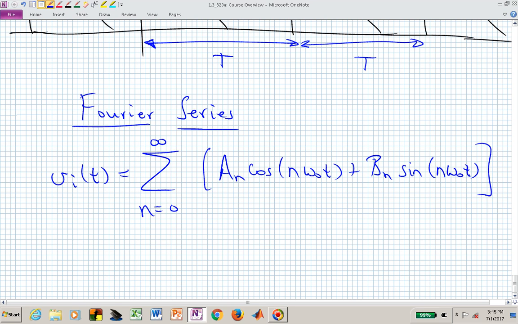sines and cosines, where you can see in this description we're identifying a particular frequency, omega naught, or the fundamental frequency, omega naught, which is 2 pi f naught, which in fact is related to that fundamental period up above, capital T.